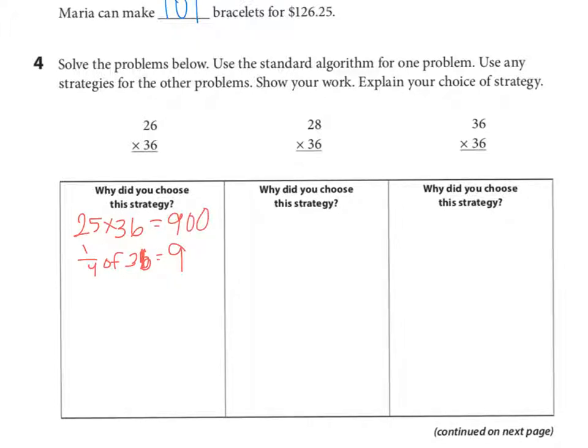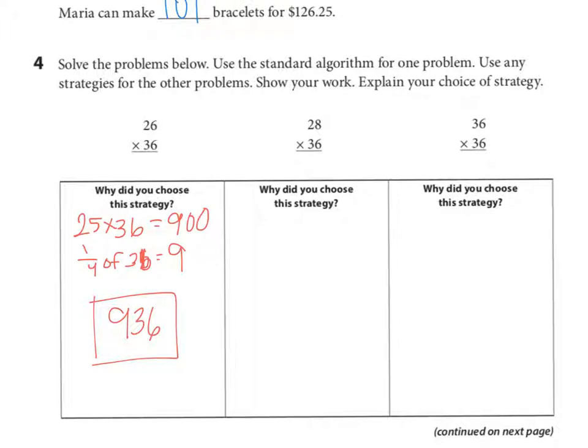Add one more group of 36 because I don't see 25 groups of 36. Instead, it's 26 groups of 36. So that answer would be 936. So which strategy did I use? Using quarters, because I thought of what's a quarter of 36.